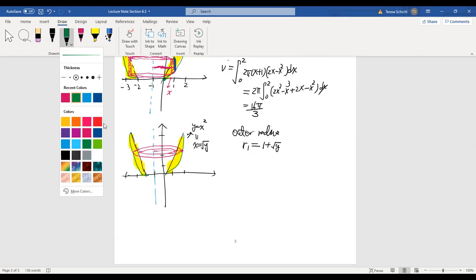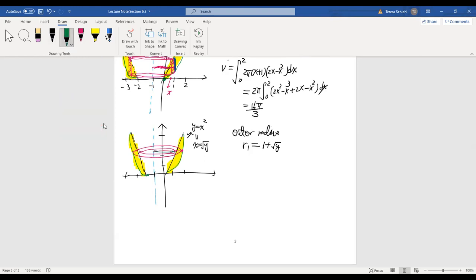Now my inside radius. This is my inside radius all the way to this function, right? So my R2, see here. What is my inside radius? This function is y equal to 2x, which is easy to change also. So x equal to y over 2. And the same way, the radius will be 1 plus half of y, right?